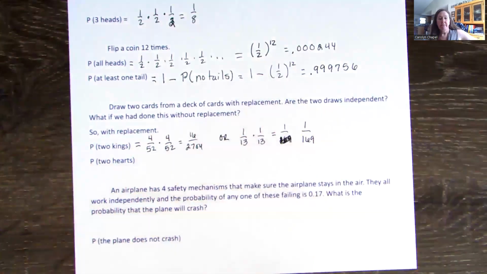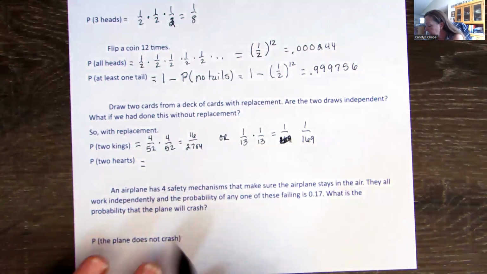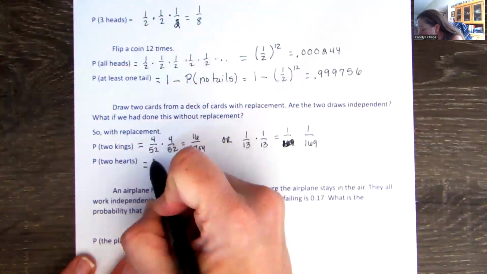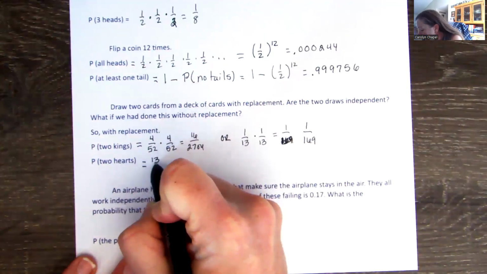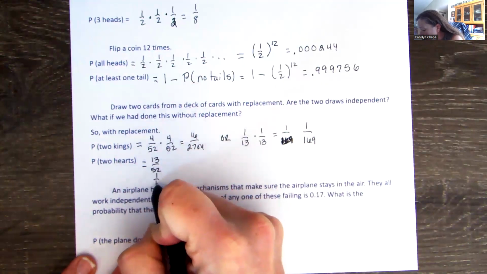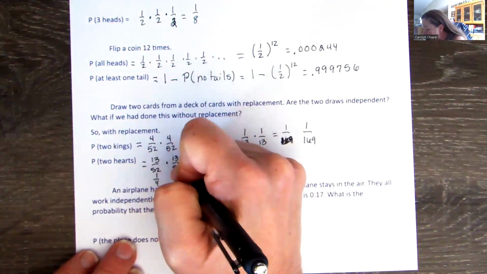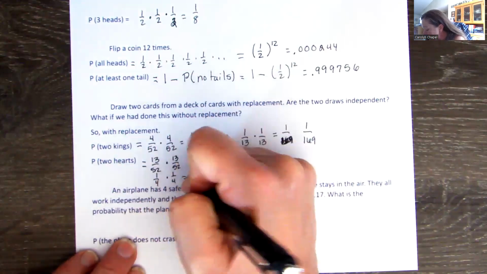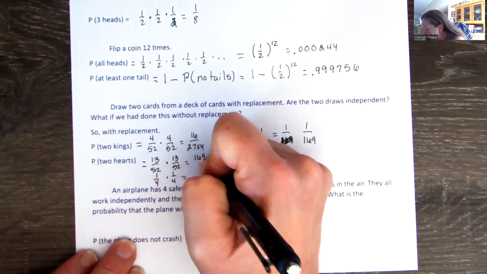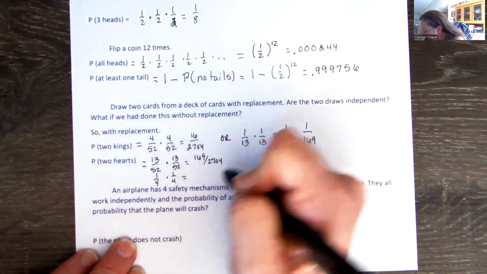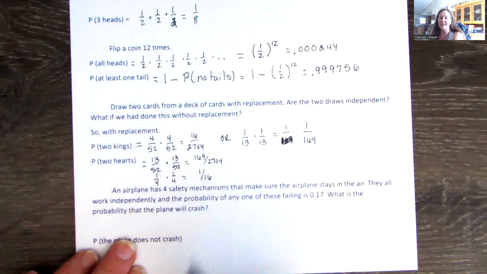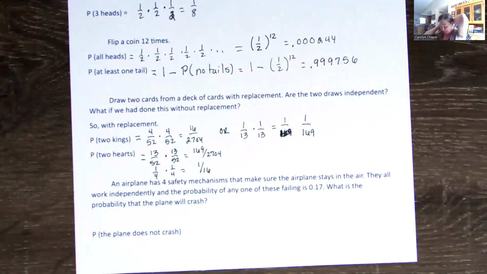All right, if I want to get 2 hearts, again, we are putting the card back into the deck, so the probabilities stay the same. The probability of getting a heart is 13 out of 52, or 1 out of 4, and then again multiplied by 13 out of 52, or 1 out of 4. This is 169 out of 2704, or 1 out of 16. It's a little bit easier if I do my reducing ahead of time.